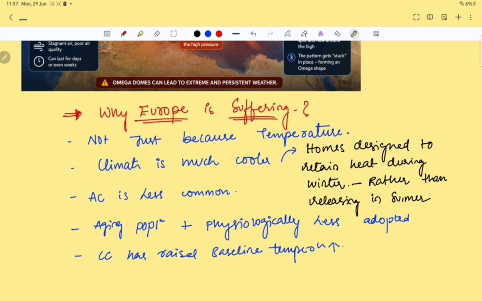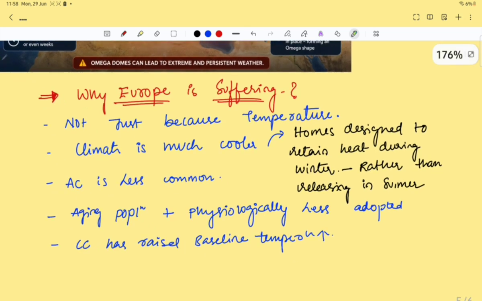Why is Europe suffering? Not just because of temperature, but the answer lies in its architecture as well. We all know that Europe is known for being a cool place. So ACs are less common there. Why would anyone use an AC when the weather is cool? So due to its cool nature, homes are designed to retain heat during winter. Homes are structured in a way that they must store heat rather than release it in summer.